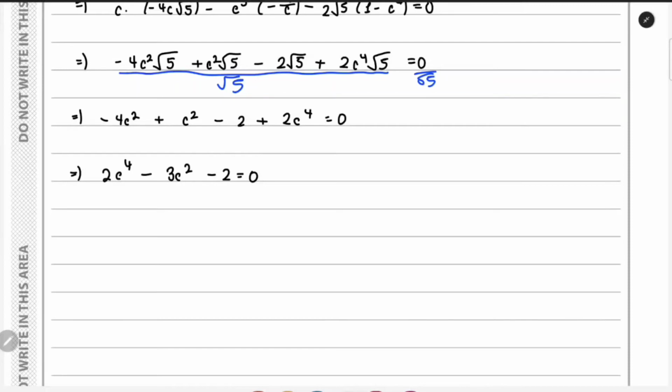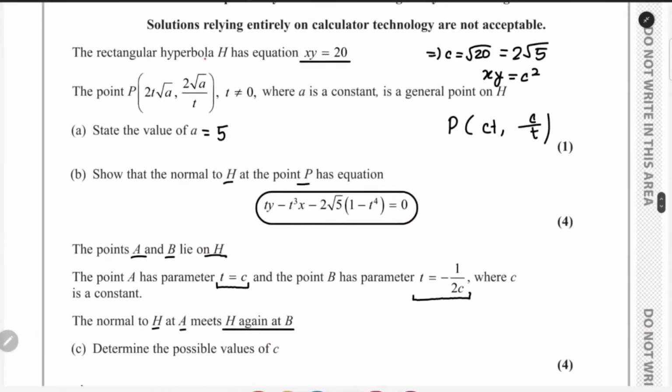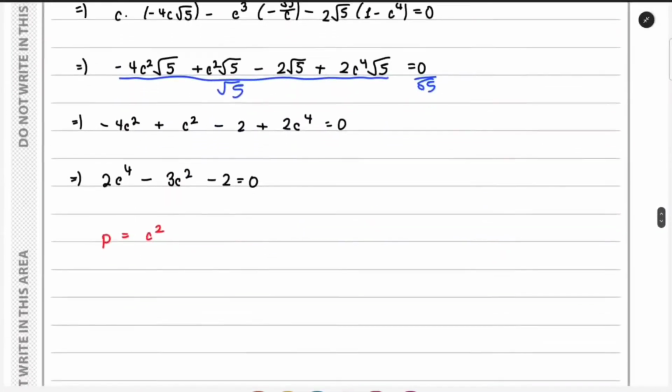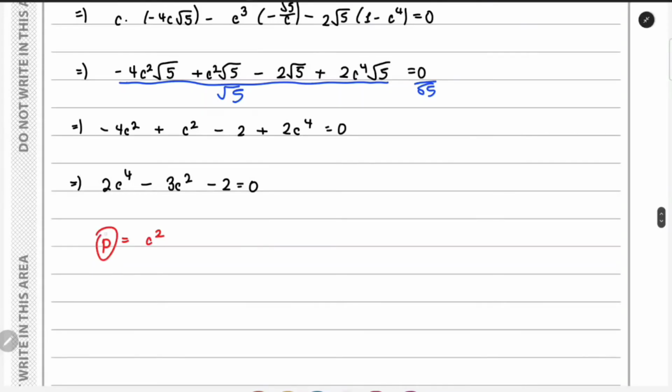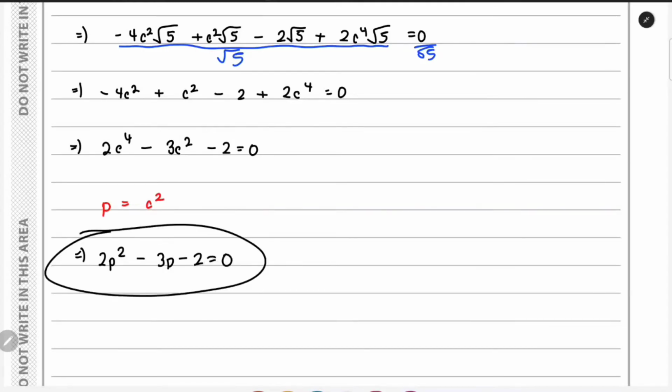We can change it to another variable, call it anything, p, which is c square. P hasn't been used yet in this question. Yes, we need to check that this variable that we are naming was not used in the question before or after this. So we have 2p square minus 3p minus 2 equals 0. So this is a quadratic which we can solve quite easily.